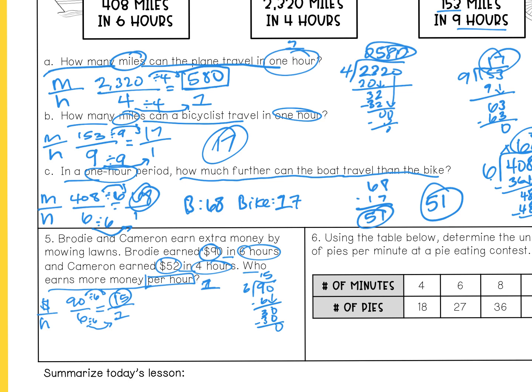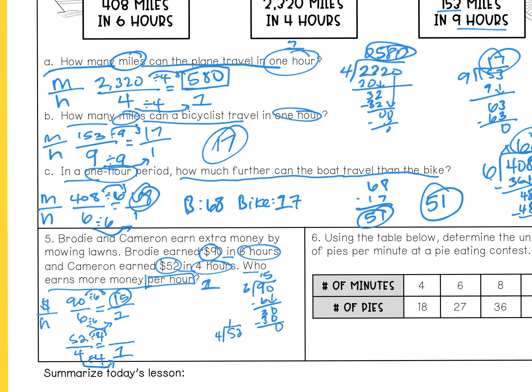Remember, per hour means 1 hour. So Cameron makes $52 for every 4 hours. So let's figure out how much they make per hour, which will be 1 hour. So to get from 4 to 1, I'm going to divide by 4. If I do it to the bottom, then I got to do it to the top. And 52 divided by 4.